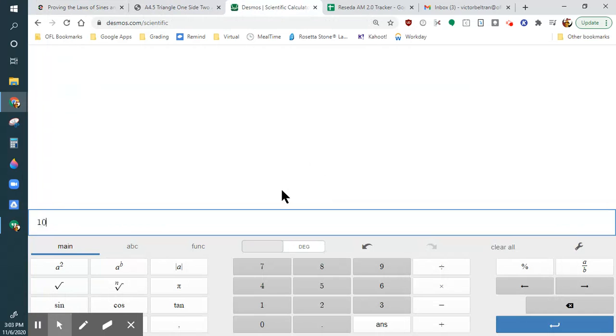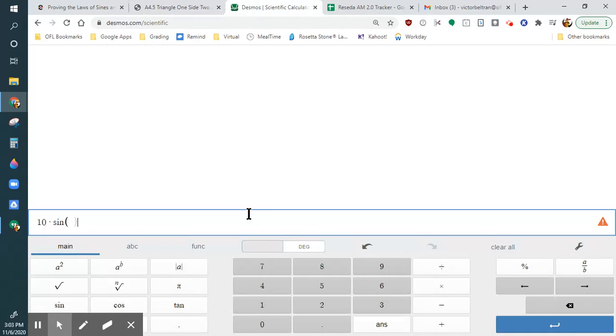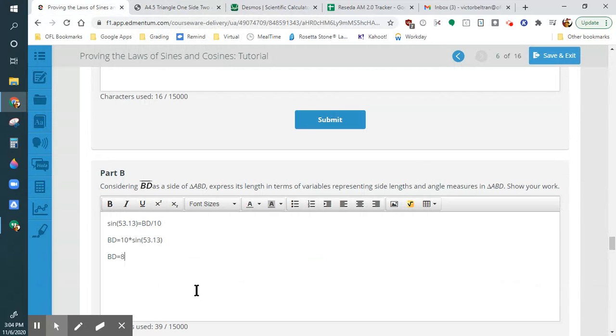So we're gonna do 10 times sine of what was it, 53.13? Yep, 53.13. Enter it. I get about 8. So about 8.